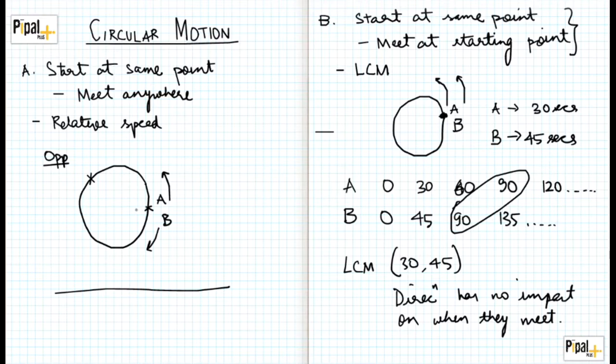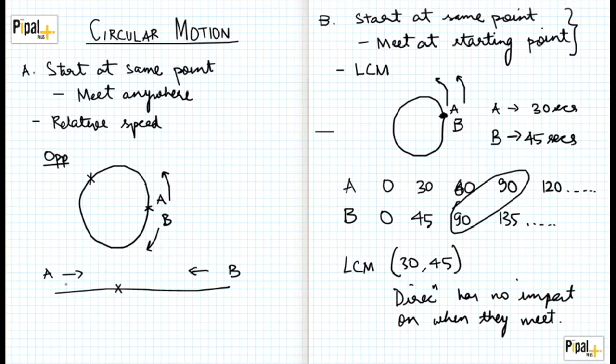So what I've done is I've cut the thread at this cross, and I've stretched this thread open into a straight line. Essentially, this starting point is now split across this point and this point, and A is starting from here and B is starting from here, and they are now moving in opposite directions towards each other, and they are going to meet here.